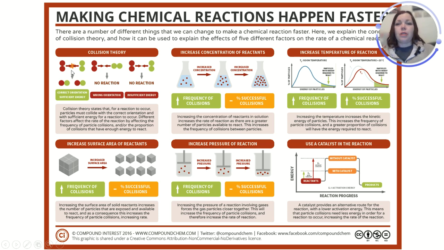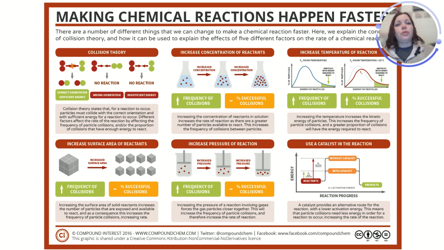The collision theory is something that we're going to get into a little bit later in Unit 5. But this just shows you if we increase the concentration of reactants, we increase the frequency of collisions. That means a greater number of particles are available to react. If we increase the temperature of a reaction, we increase the frequency of collisions, and we also increase the percent of successful collisions. If we increase surface area, we increase the frequency of collisions again. If we increase the pressure, we're increasing the frequency of collisions. And then a catalyst works in a slightly different way, and we're going to talk about that later.